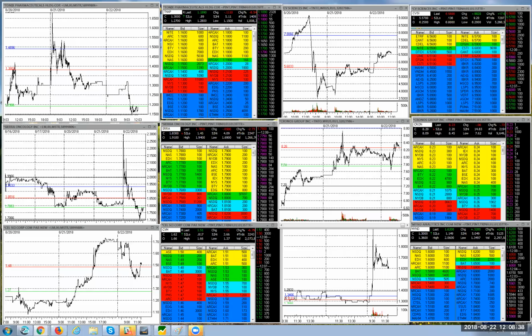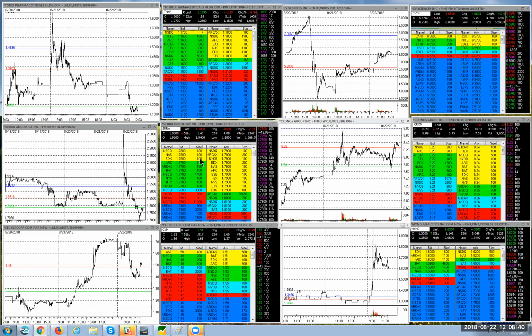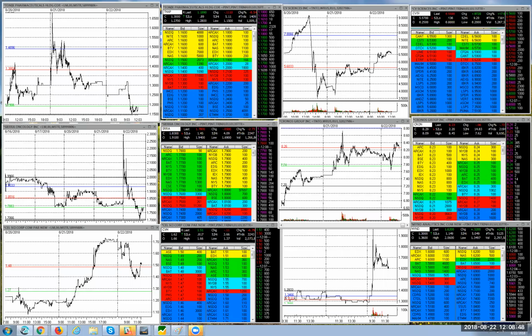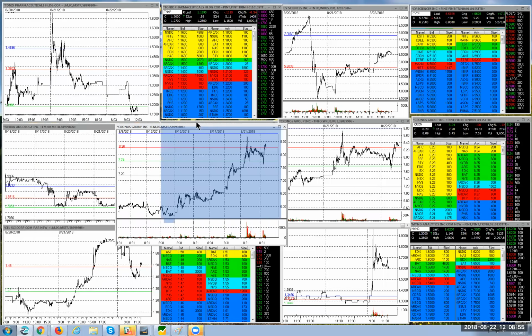With that in mind, let's take a look at CRON. I want to show two charts here. Here's a 10-day chart on CRON, and here is today's. Let me show you what I did for CRON. This is my complete trade for CRON.